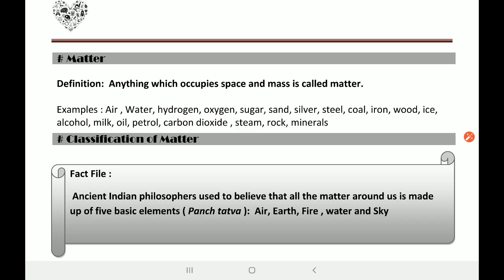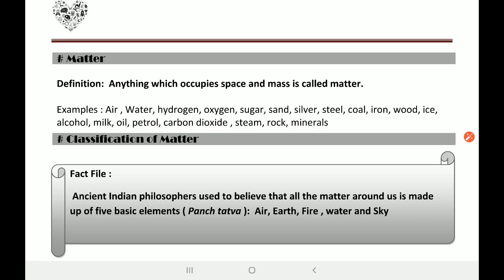Matter. What exactly is matter? Whatever you see around, or sometimes what you cannot even see, can be matter. For example, a stone is matter which you can see, and air is matter which you cannot see, right? Matter is something that occupies space. Anything which needs space and of course has mass, has weight, we call it matter. So air has some mass as well as it takes some space around you, so we call air matter.